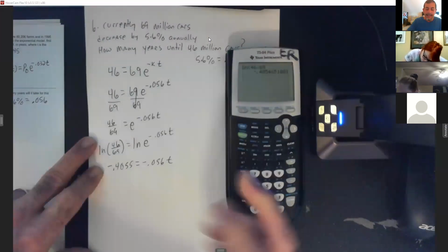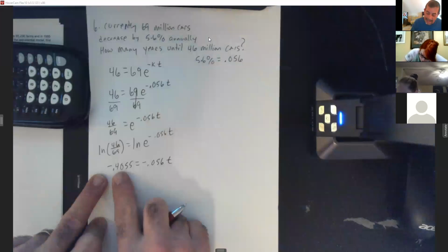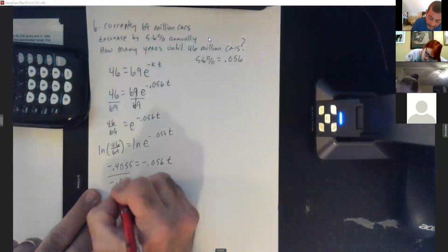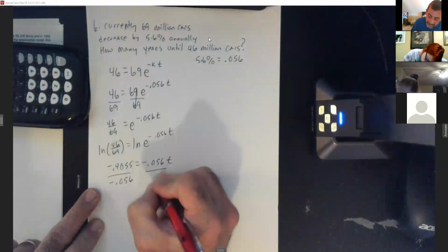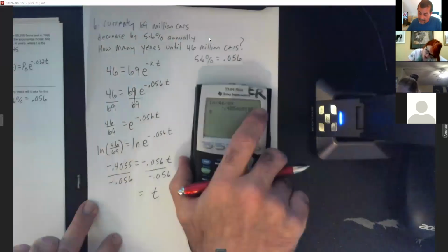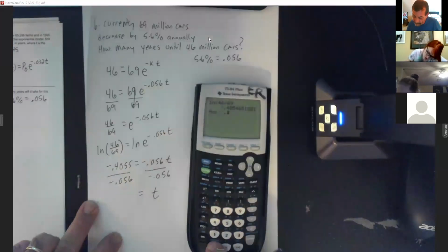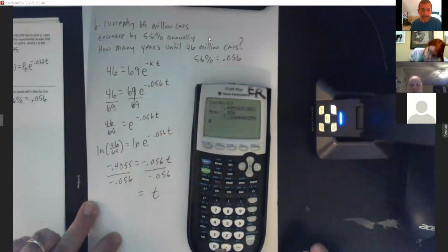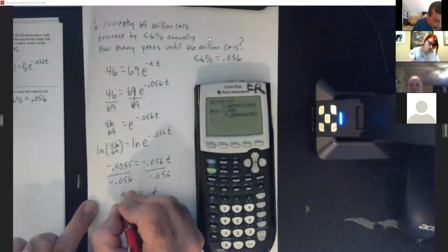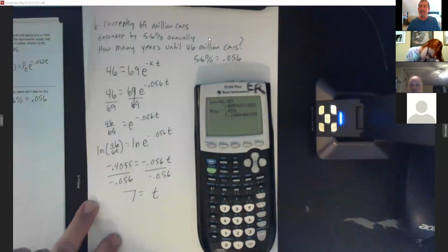And see what's neat about these is now you've got a negative on both sides. When you divide by that negative 0.056, it's going to make my time positive like it needs to be. I'm getting 7.24, so they want me to round to the nearest years. So that would be 7 years.